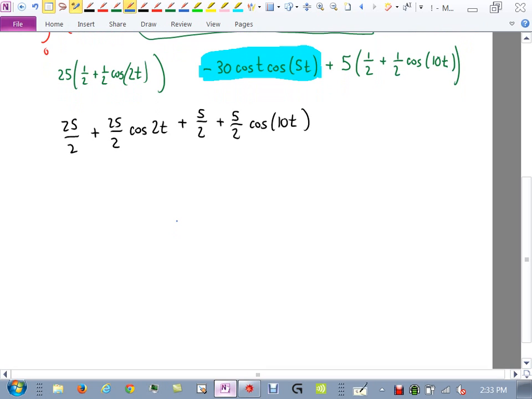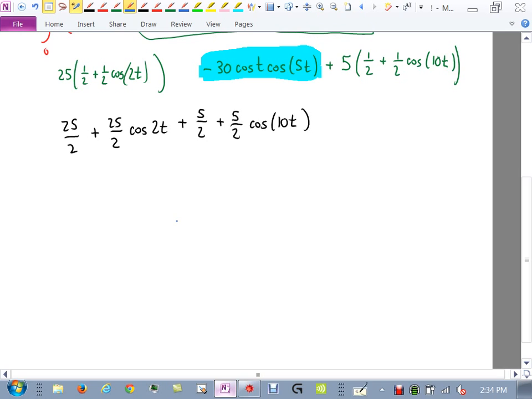What's the formula you're using? Do they have a name for it? Does it name it on there? Let's see. Yeah. These are the multiple angle product to sum formulas for pre-cal. Product to sum formulas in pre-cal.